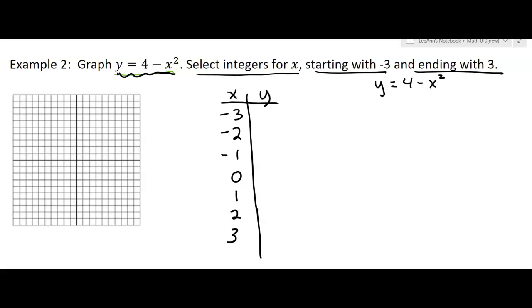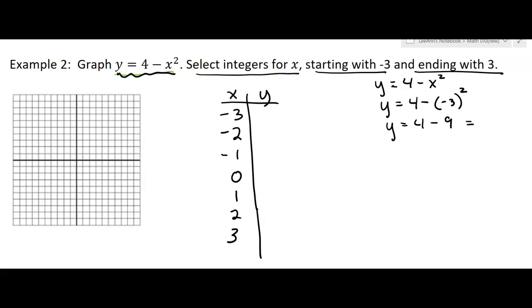So I'm going to take each of these points 7 times. I'm going to take each x value, plug it in, and calculate the y value. So the first one, I'm going to put in -3. Here's what it looks like. I have a -3 for x, and I'm squaring it. Now you have to follow the order of operations here. You'll have to go y equals 4 minus 9.